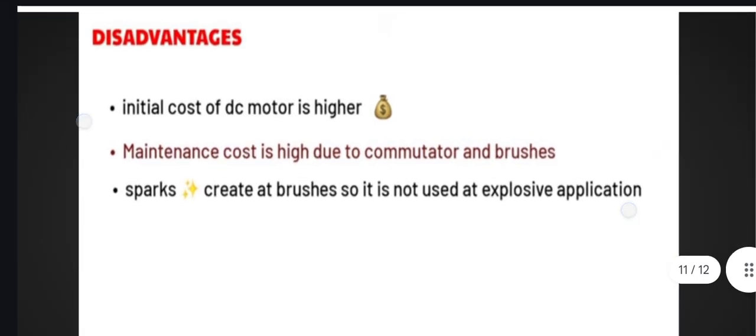Also, there are some disadvantages of DC motor. The initial cost of DC motor is higher. Maintenance cost is high due to the commutator and brushes. Sparks are created at the brushes, so it is not used in explosive applications.